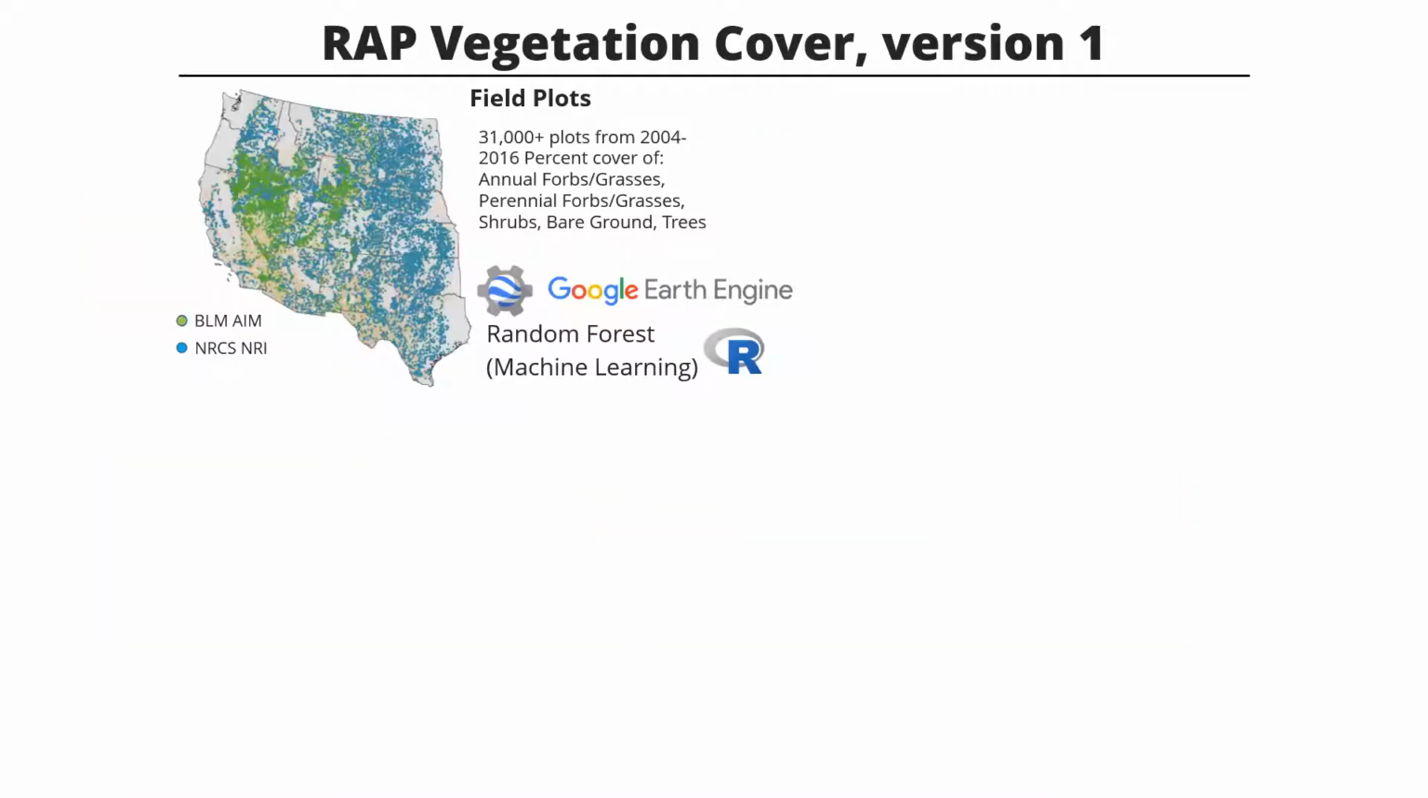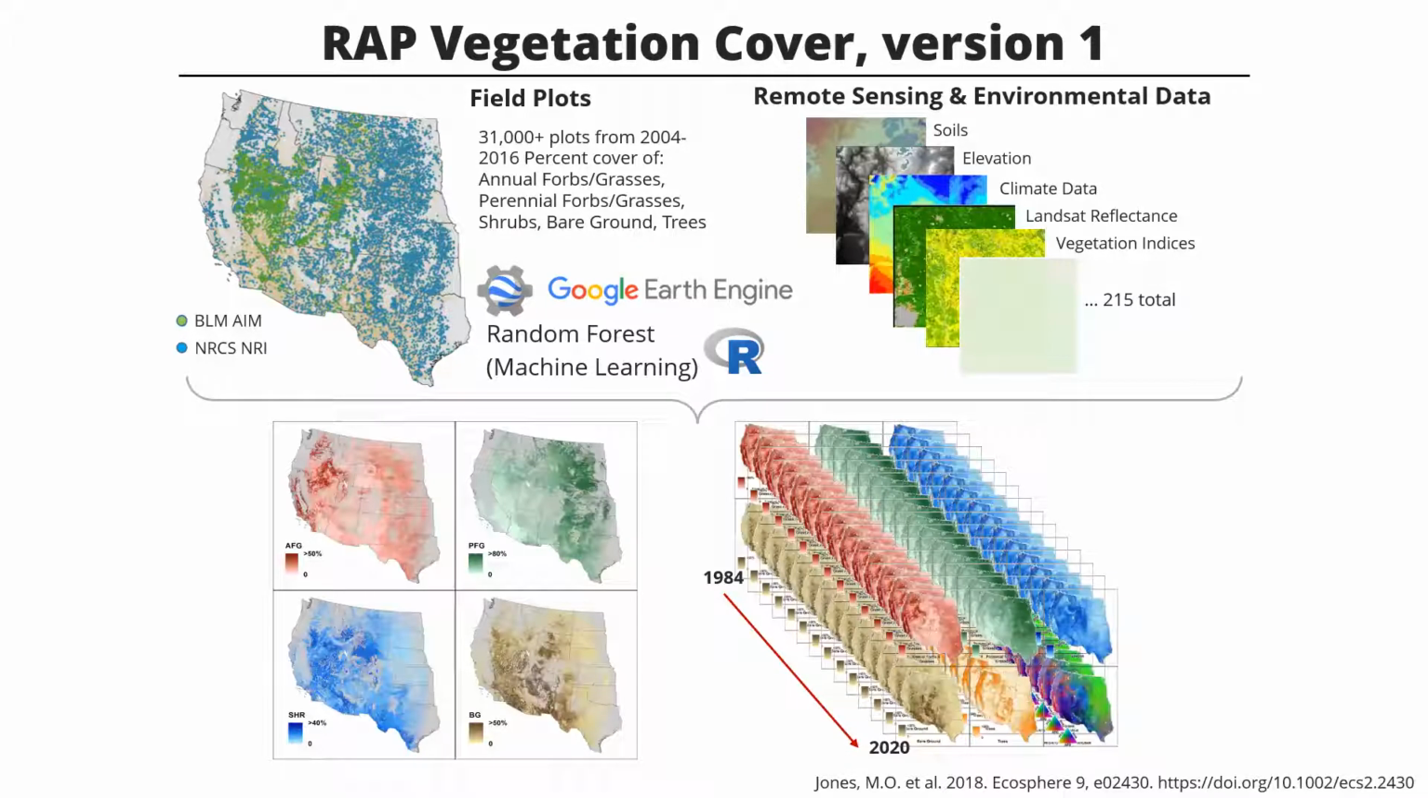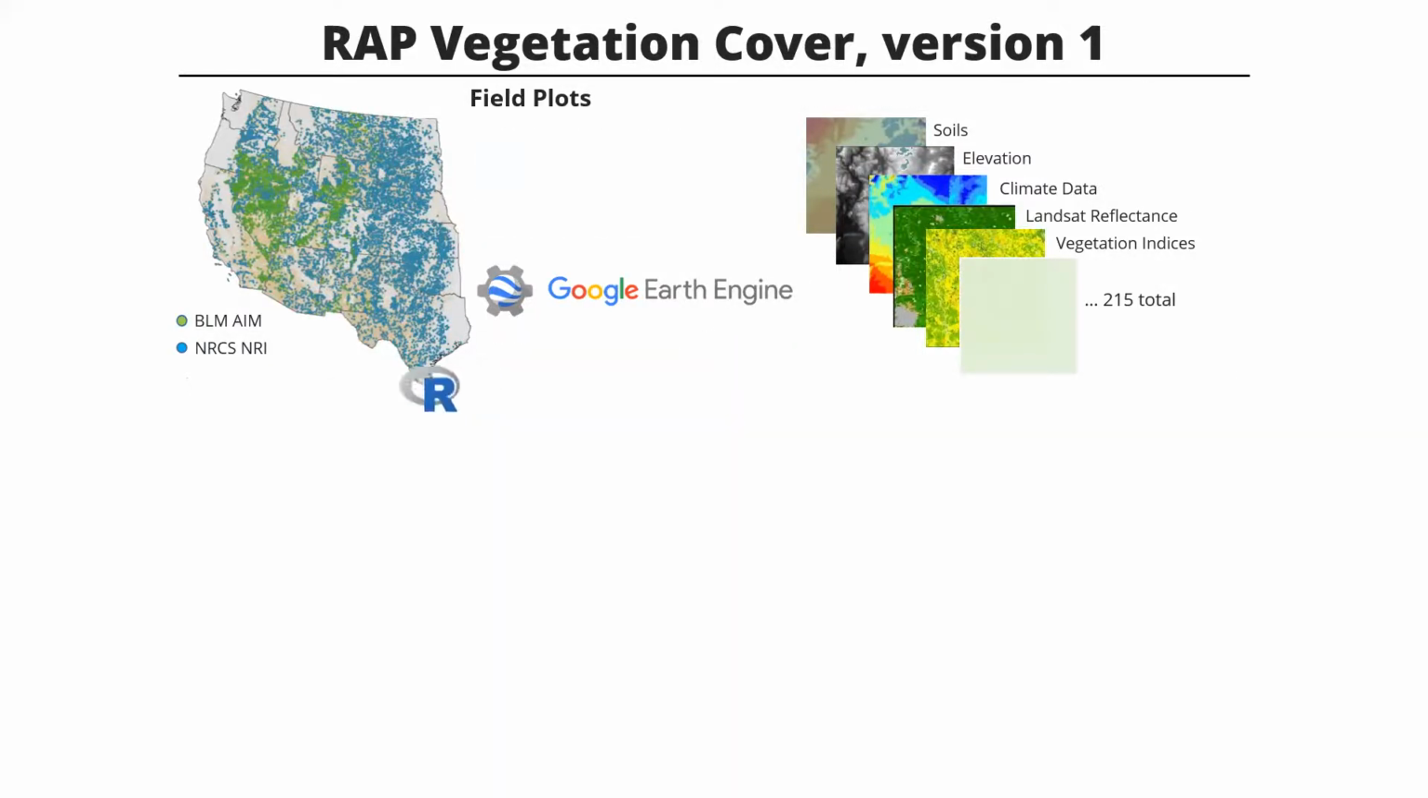This is the 3rd version of the Rangeland Analysis Platform. The first version was very similar to what I just described. We had field data, and it might be hard to see in the back, but 31,000 plots, somewhat fewer plots of field data for each of the vegetation types. Then we used 215 total satellite and environmental variables as inputs into the model to make predictions across our area of interest.